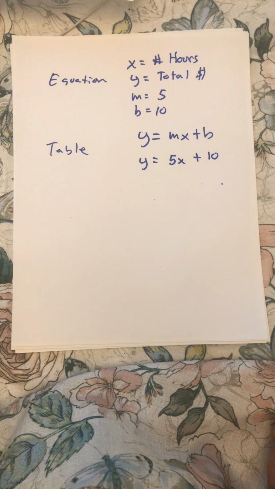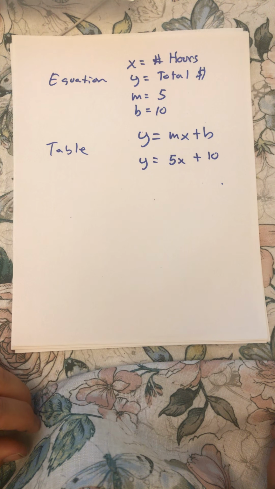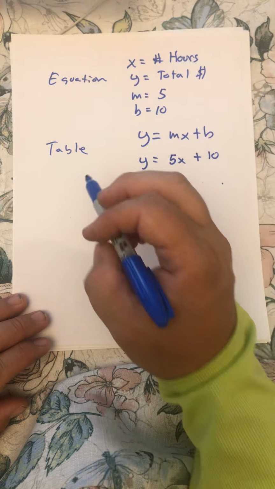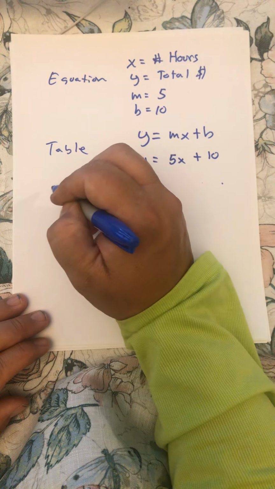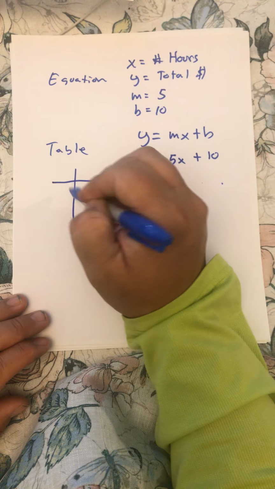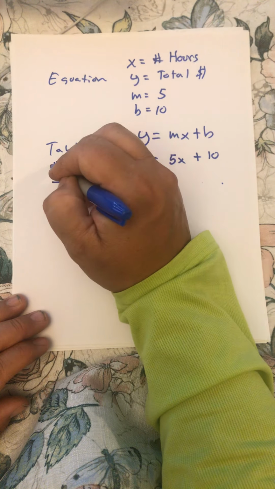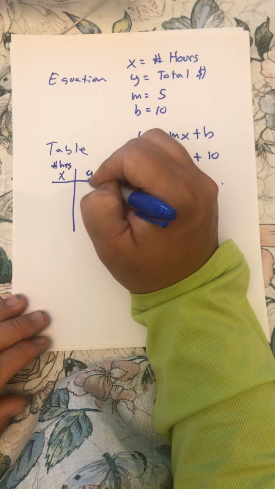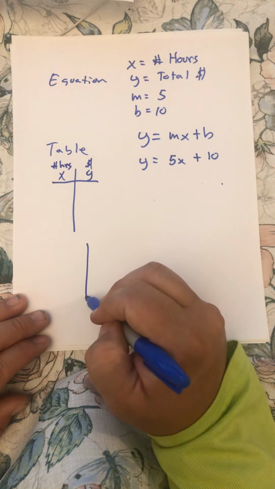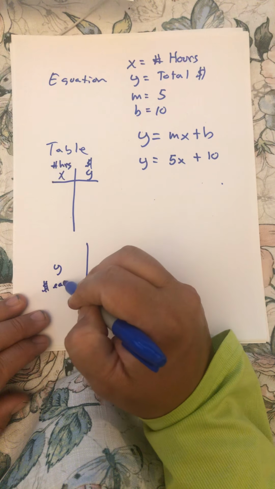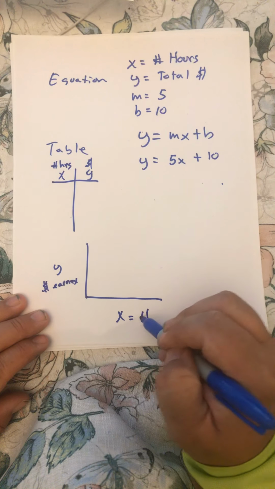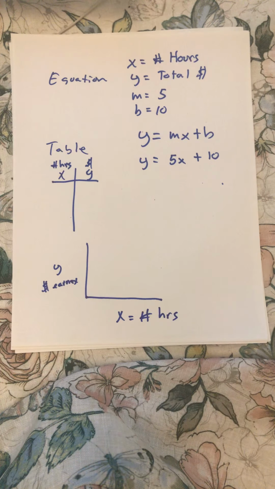So maybe Joe doesn't want to do the calculation every time, and he just wants to have one little area. And actually I can add a graph to this too. So let's do a graph as well. So on our table, this is our X, so that's our number of hours. And this is our Y, which is money earned. And then I can also do that in the graph where our Y is money earned and our X is our number of hours. So you see how they're all related? And they all get tied up with our X and Y and our M and our B.